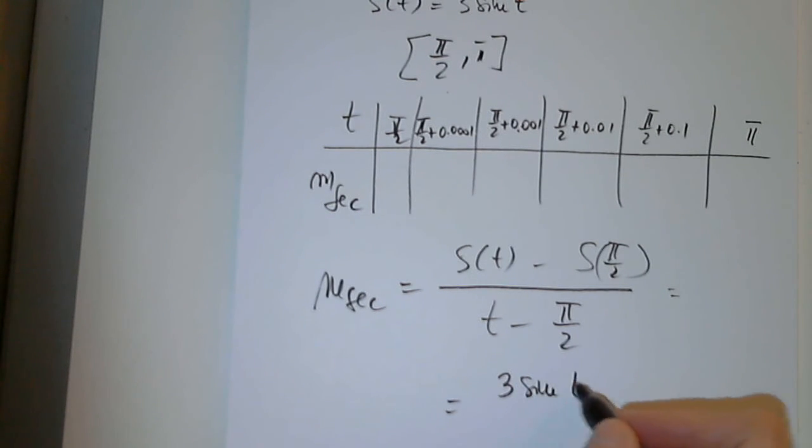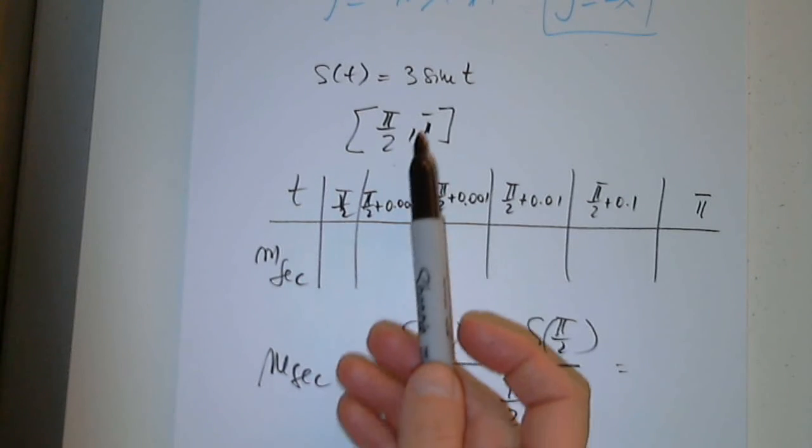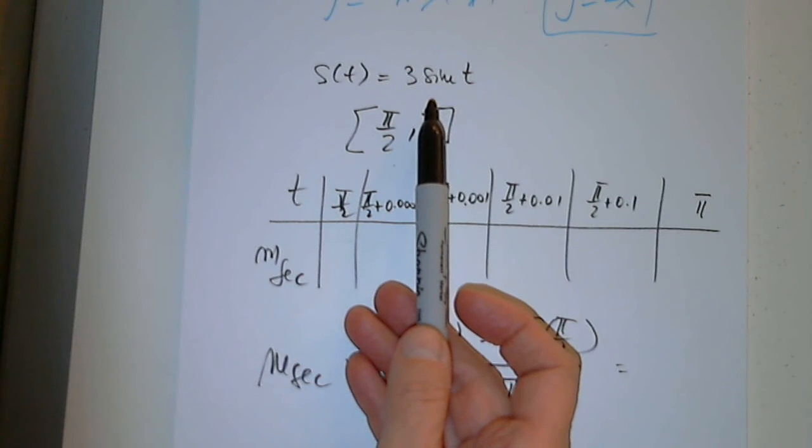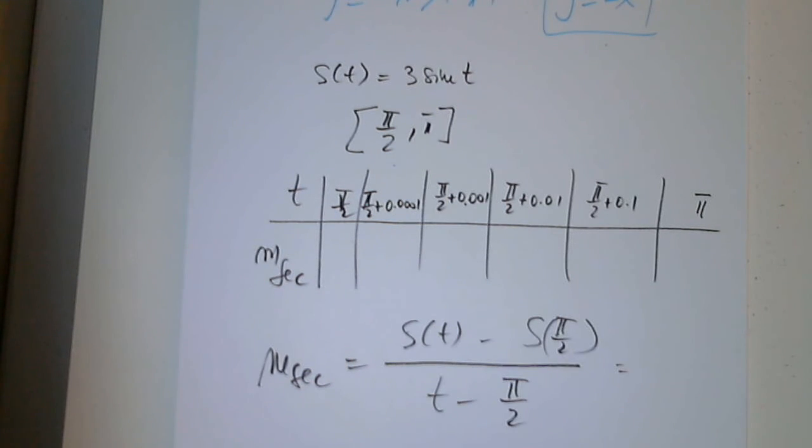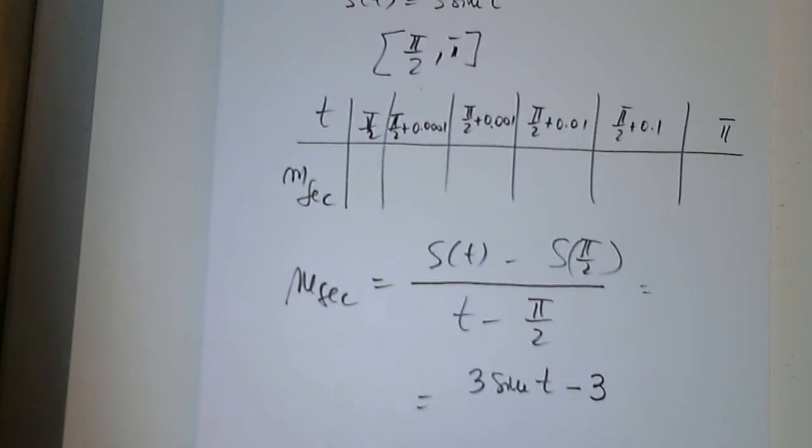So 3 sine t. What about s of pi over 2? Can anyone give us s of pi over 2? Very good. So it's minus 3 over t minus pi over 2. Perfect. This is the function we put in, and we will replace t first by pi, then by pi over 2 plus 0.01, and so on and so forth. You cannot replace t by pi over 2. Ready?